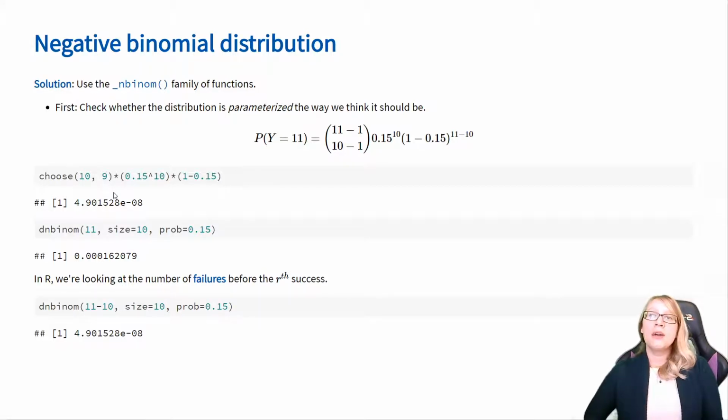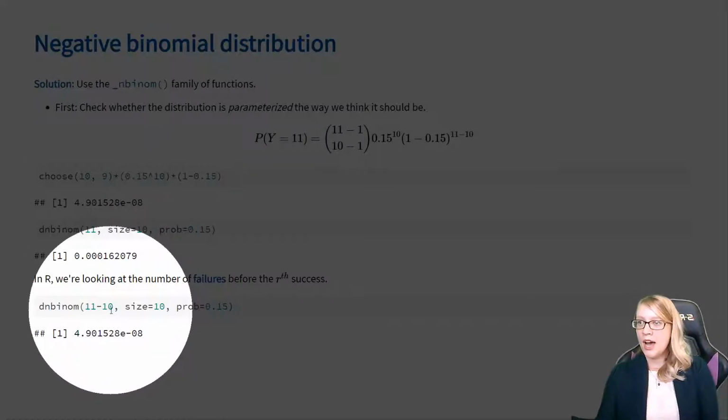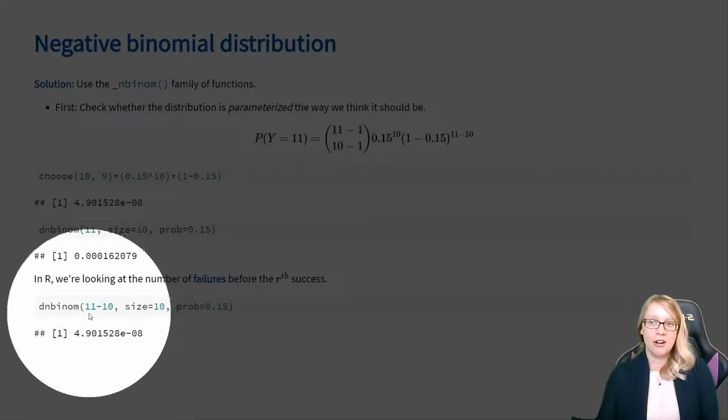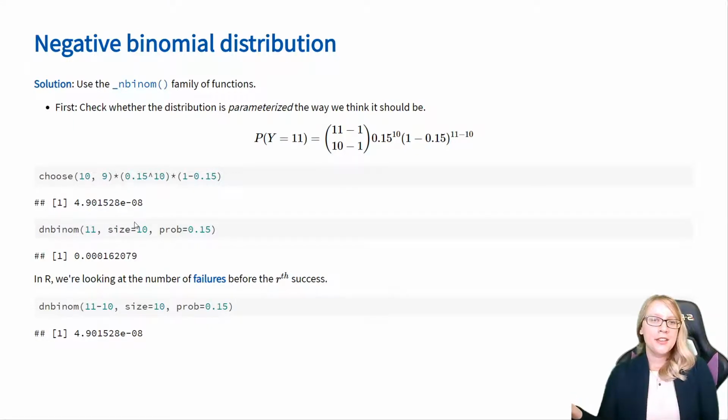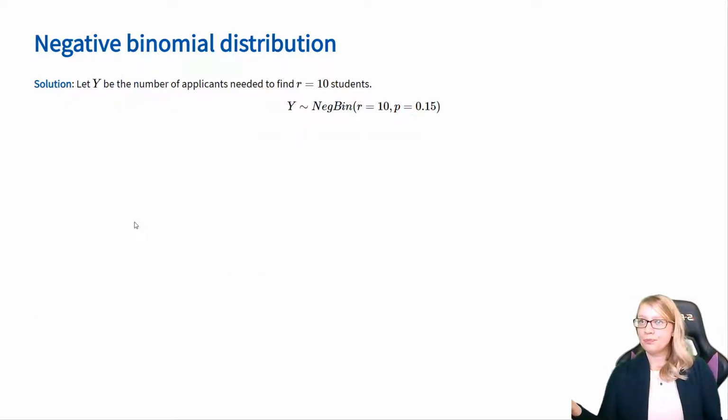Like with the geometric, we're looking at the number of failures that we'll observe before the rth success. So if y is equal to 11, we observe 10 successes on observation or trial 11. That means that there was one failure. So here we'll use y minus r in our first argument to match our parameterization. So, another example where things can be a little bit trickier than they seem.